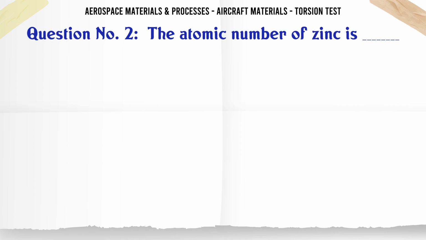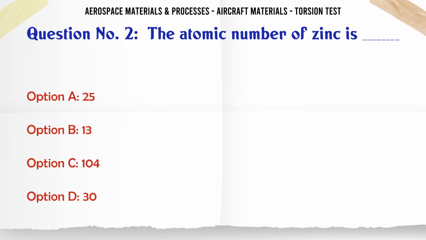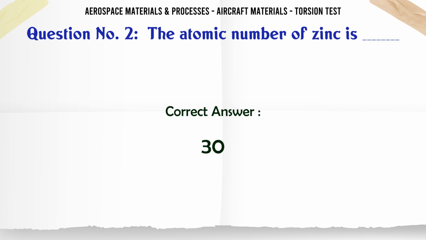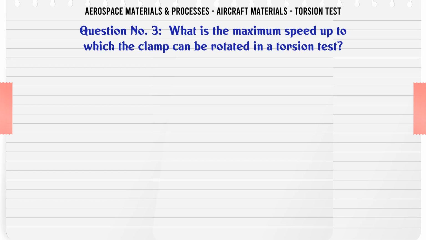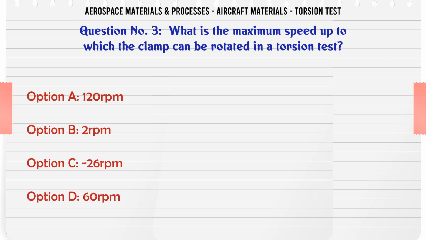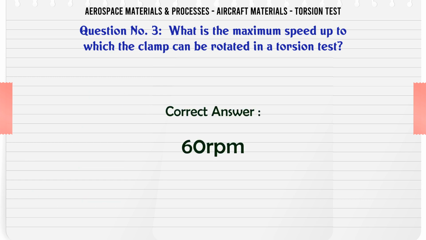The atomic number of zinc is A. 25, B. 13, C. 104, D. 30. The correct answer is 30. What is the maximum speed up to which the clamp can be rotated in a torsion test? A. 120 rpm, B. 2 rpm, C. 26 rpm, D. 60 rpm. The correct answer is 60 rpm.